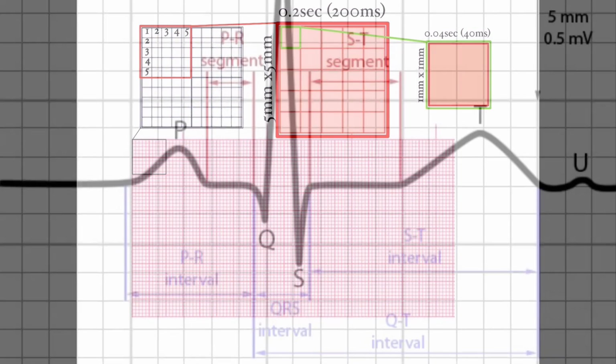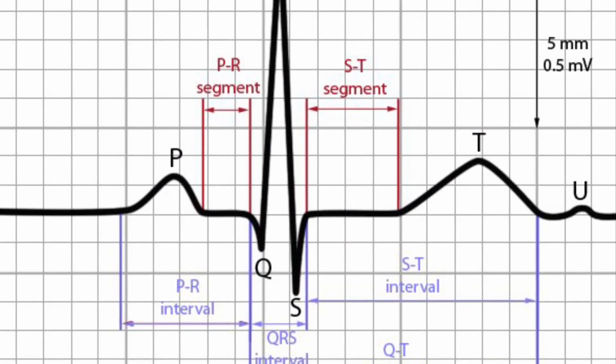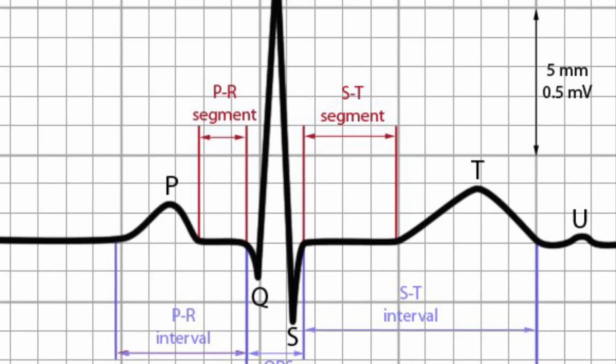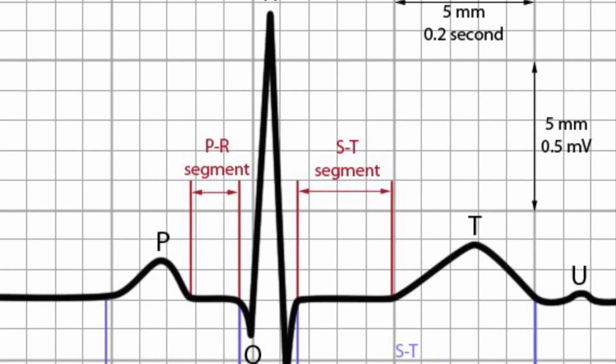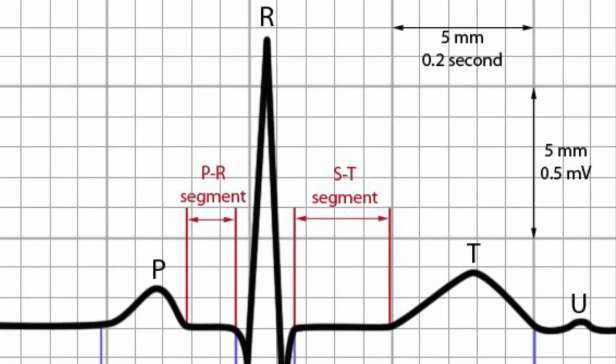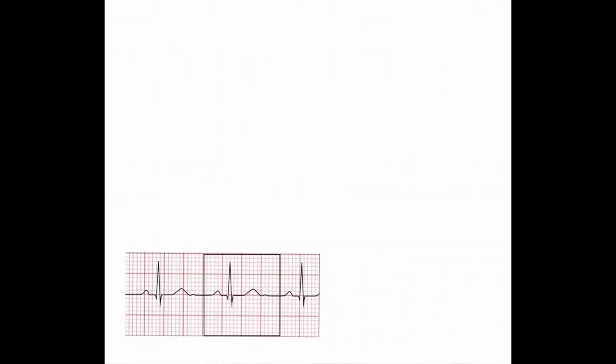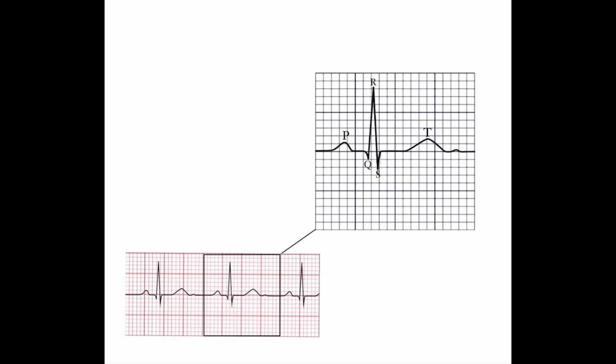Let's get to the topic, intervals and segments of the ECG. An ECG segment is a line that connects two waves without including either of them, whereas an interval is a portion of the ECG that includes a segment and one or more waves. Let's look at this on an ECG.